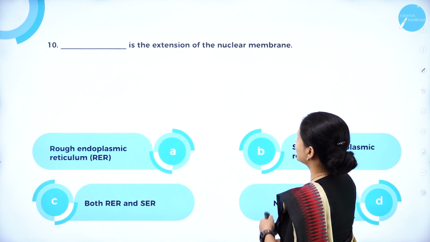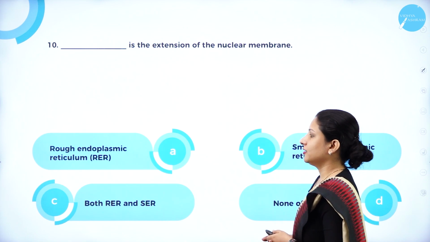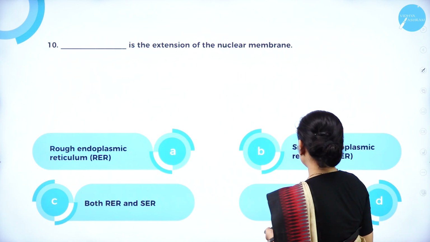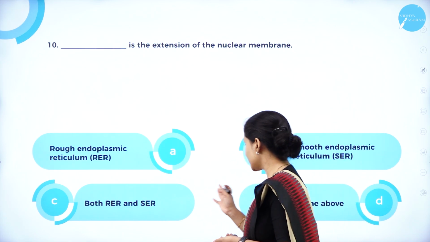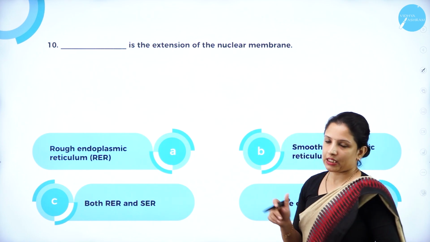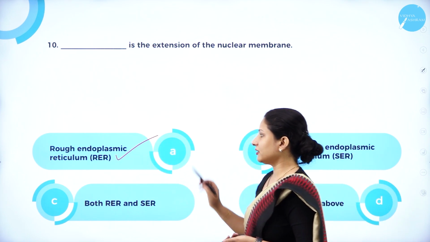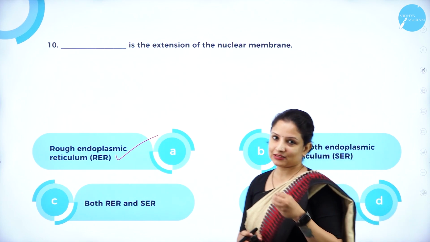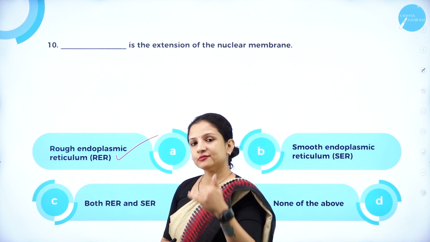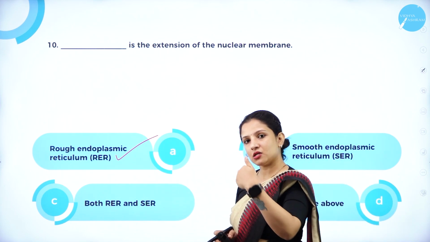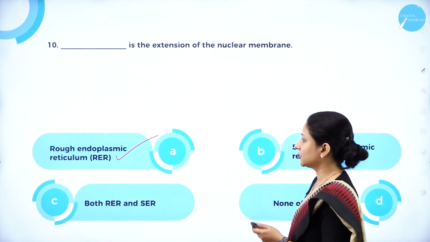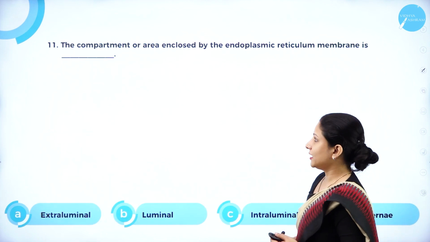Next, dash is the extension of the nuclear membrane. Is it RER? Is it SER? Both RER and SER? Is it none of the above? It is RER because RER, that is rough endoplasmic reticulum, is the extension of the nuclear membrane, and the smooth endoplasmic reticulum is the extension of the rough endoplasmic reticulum. So, therefore, option A is the right answer here.